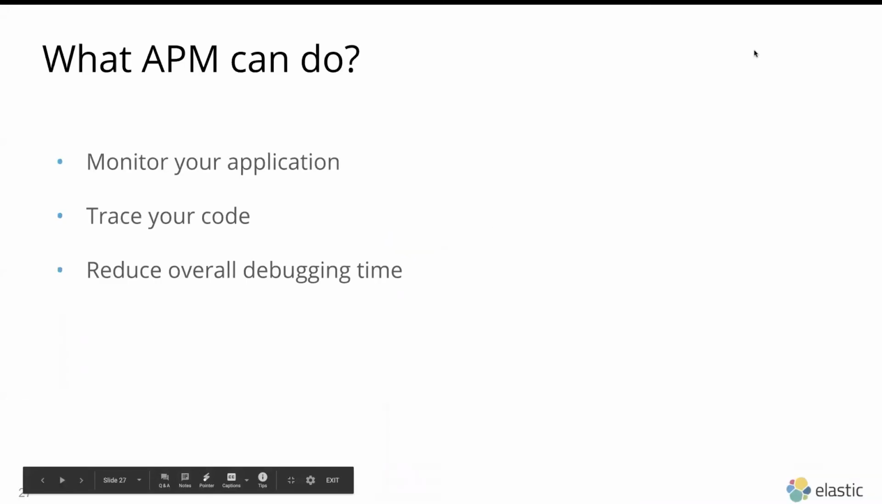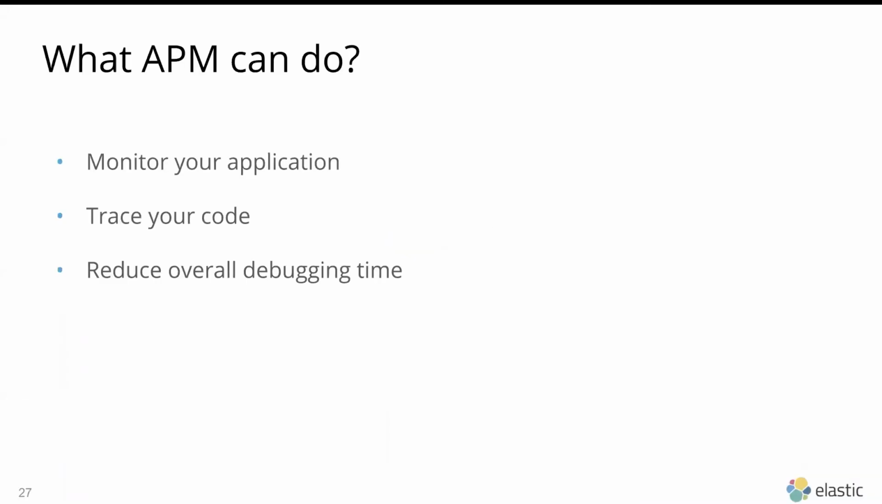So what can APM do? APM can monitor your application, trace your code, and reduce your overall debugging time. APM wouldn't directly help you with external threads. You would definitely need to put all your logs into Elasticsearch. You would definitely need to ingest all the metrics. You would definitely need to do all of that.